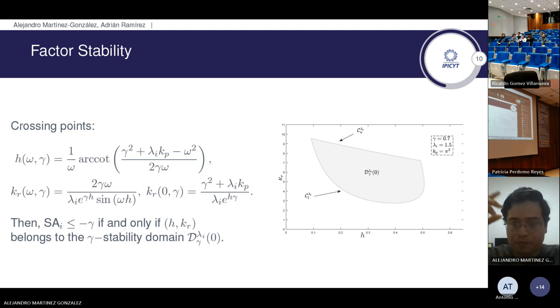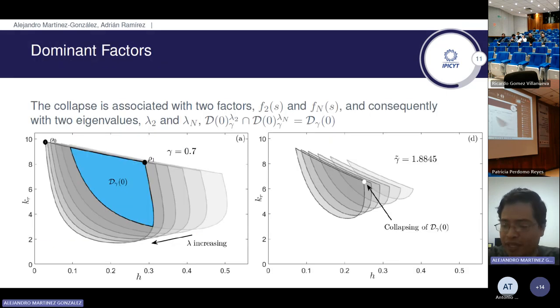And we can enclose this region by two curves, the lower curve CL and the upper curve CU. These curves enclose the stability region for the agent associated with the eigenvalue lambda i. So for each factor, we have one of these regions. Well, we have n minus one regions.